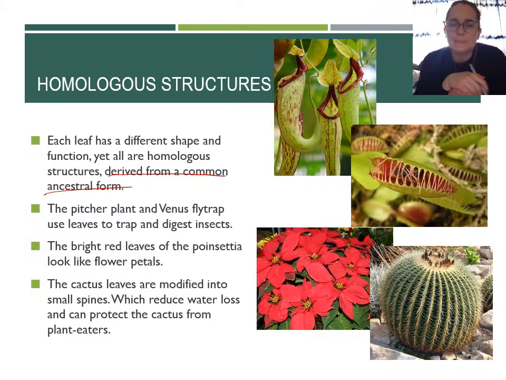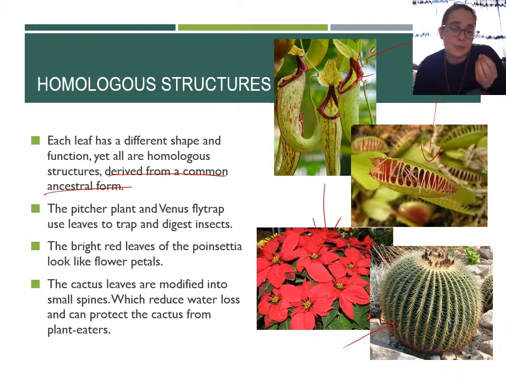So we're looking at different leaf shapes and all those types of things. The examples that we have here are the pitcher plant, which is the top one here, and this one here is our Venus flytrap. Both of these plants are able to break down and digest insects and get nutrients from them. So that's a homologous thing that they're both able to do. We're also looking at these bright red leaves. Now these are leaves and not flowers. And then we're looking at the stems on a cactus and how they've changed their leaves and things like that, so that they're protected from water loss and plant eaters and all those types of stuff.